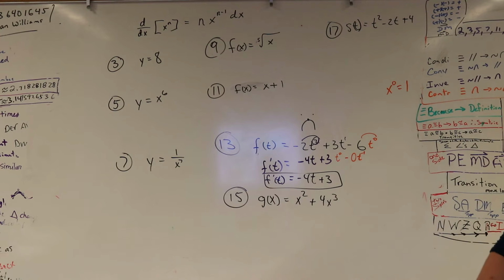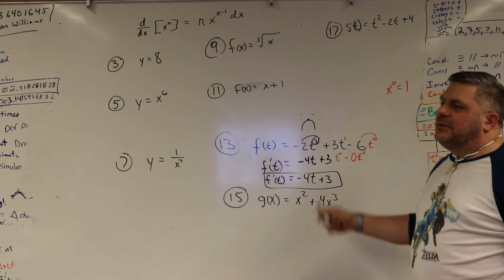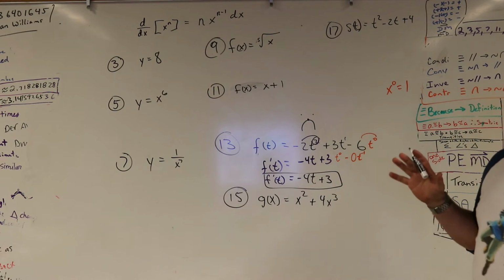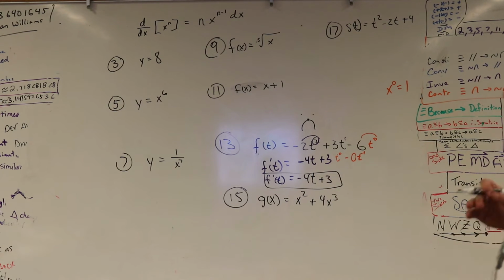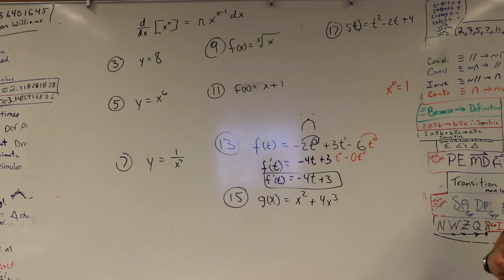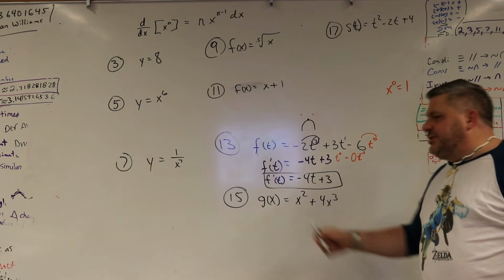Wait, what? If we were to graph this, we would set this equal to 0 and all that. No, we're not doing any of that right now. What we're doing right now is just finding the derivative. Okay? But this is where we started last year. So let's do this one really quick.